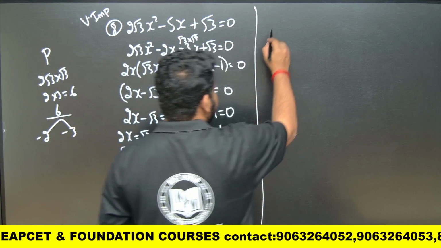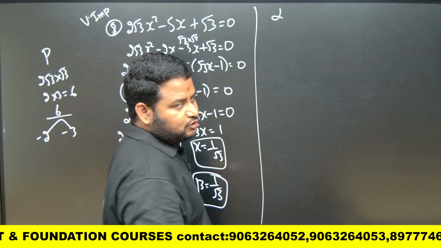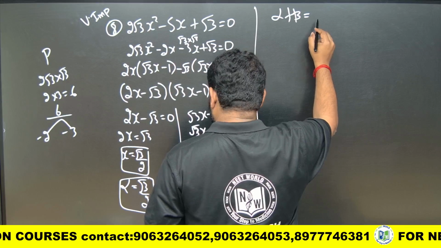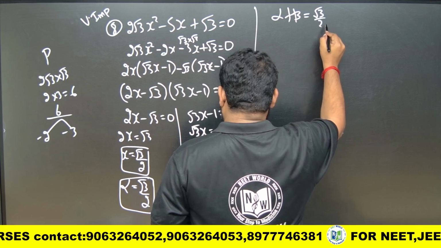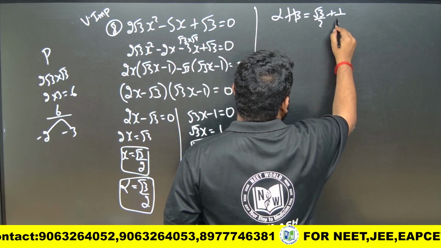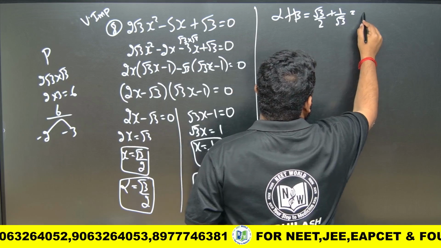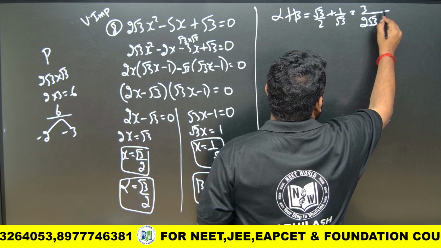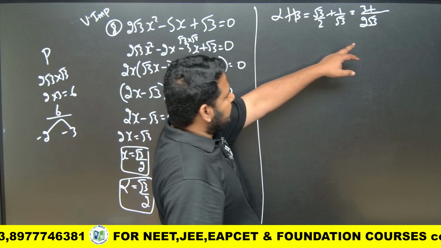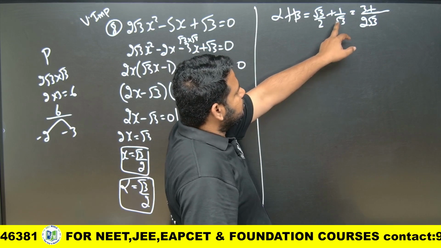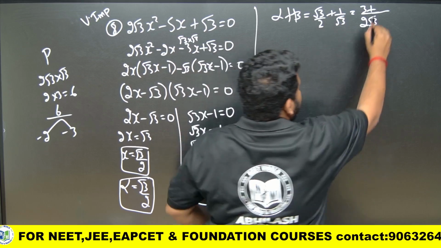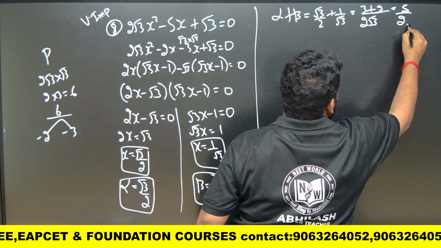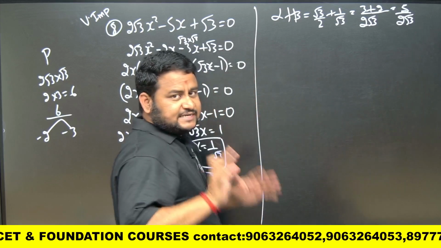Now, sum of the zeros by direct method, that is relation between zeros and coefficients. Sum of the zeros, that is alpha plus beta by direct method, is root 3 by 2 plus 1 by root 3. So, the LCM is 2 root 3. So, 2 cancels, root 3 into root 3 is 3. Plus here 2 cancels, root 3 into root 3 is 3. Now, root 3 cancels, 2 into 1 is 2. So, I will get it as 5 by 2 root 3. 5 by 2 root 3 is the sum of the zeros using direct method.